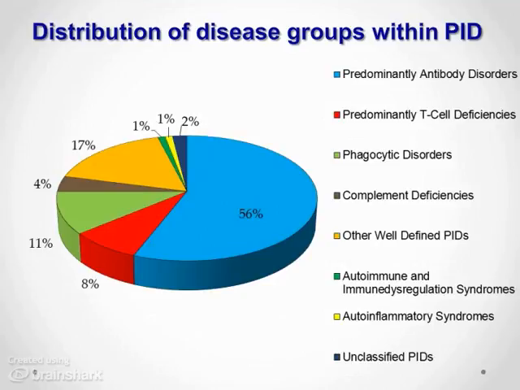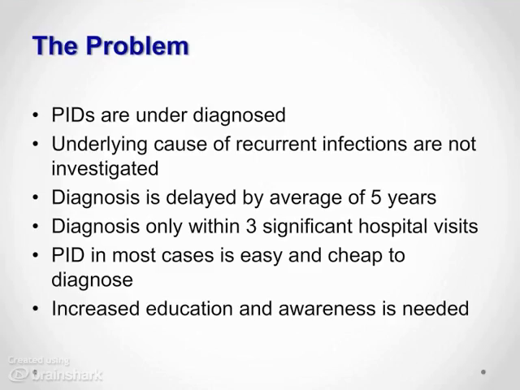This pie chart depicts the distribution of the PIDs among 8 different categories. Predominantly antibody disorders are more than 50% of all PIDs. Which brings us back to the main problem. PIDs are more common than previously estimated.